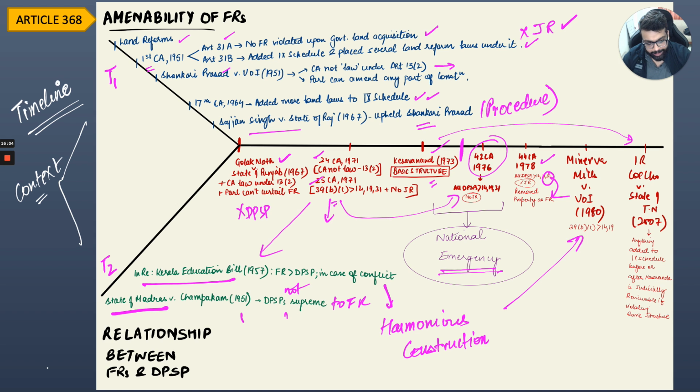See, the idea was everything that happened up until now was essentially on a prospective basis. We used an American doctrine called the Doctrine of Prospective Ruling, which is why none of the landowners, Shankri Prasad, Sajjan Singh, Golaknath, Kesavananda, none of them actually got their land ever back. So this is a broad idea of how things ran.